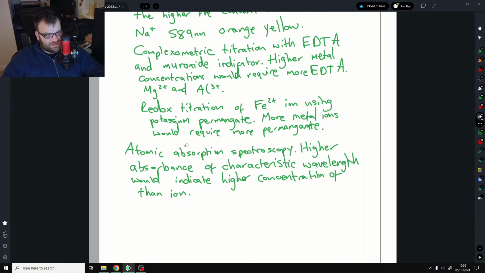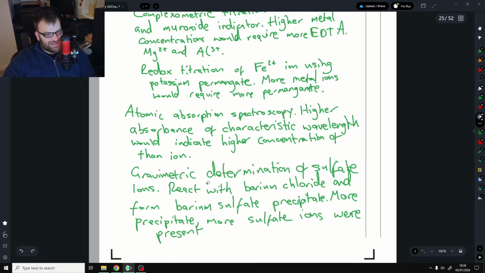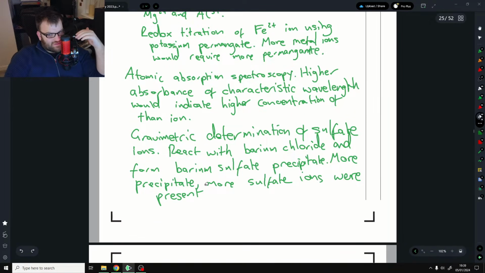Calibration curves and stuff like that could be used as well. You could do gravimetric determination of the sulfate. If you convert that into barium sulfate, that will precipitate out. You could measure the mass of the precipitate, and if you had higher concentrations of sulfate, you'd make more of the precipitate.